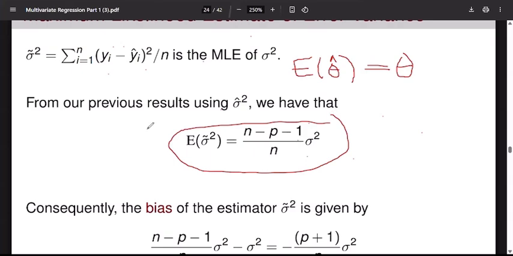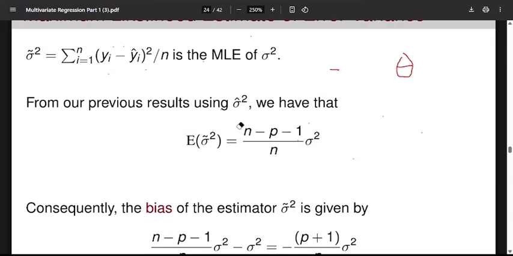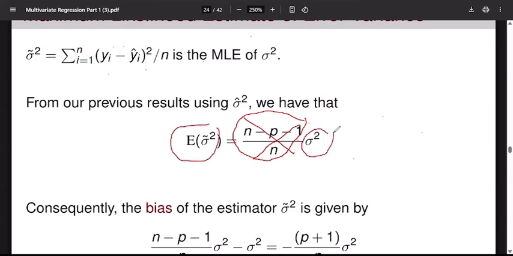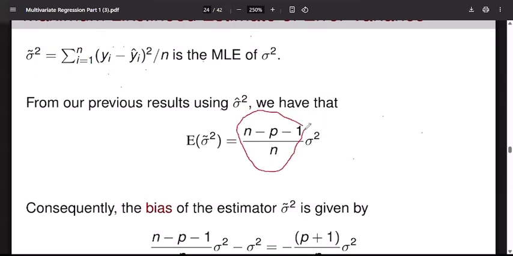Otherwise, imagine if this guy is not there. Then this would be equal to sigma squared, and that would be unbiased. But what is causing the bias is this. So that is an acknowledgement that the maximum likelihood estimation approach is biased.